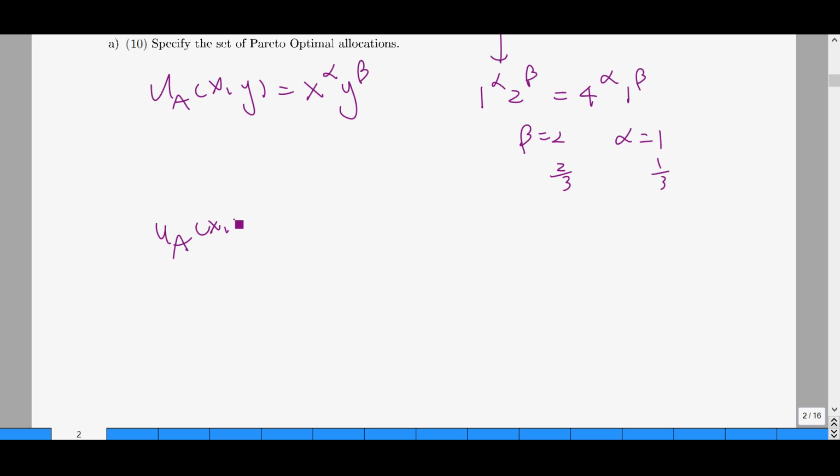Say U_A is equal to xy squared, and U_B is the minimum of x and y, because they are complements. You should know complements are like this, substitutes are like this, but not here.